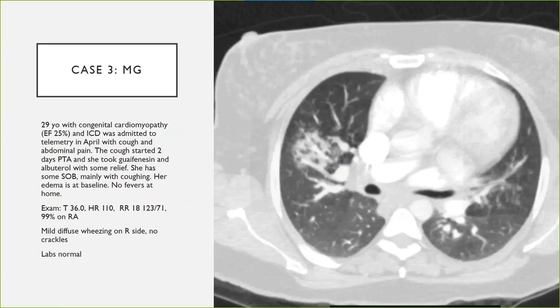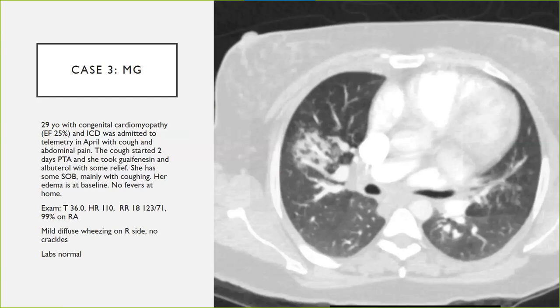All right, our next case is a 29-year-old with congenital cardiomyopathy and an ICD who was admitted to telemetry in April of that year. She had cough and abdominal pain. The cough started 2 days prior to admission, and she took guaifenesin and albuterol with some relief. She had some shortness of breath, mainly with coughing. Her edema is at baseline, and she didn't really think she had any heart failure exacerbation symptoms, and she hasn't had any fevers at home.